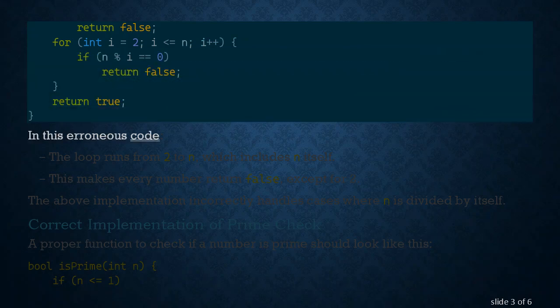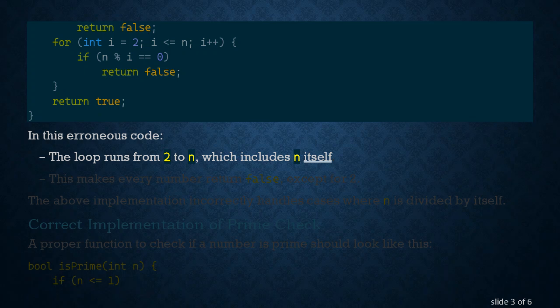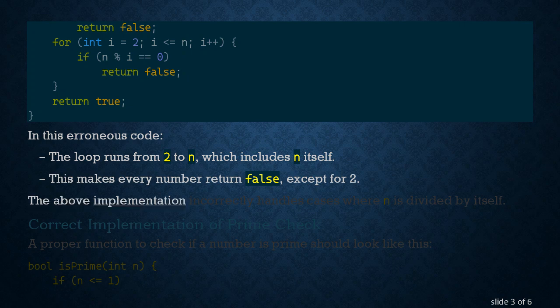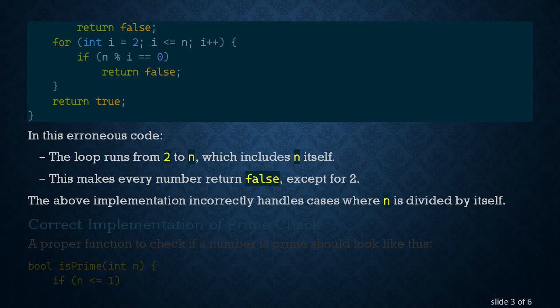In this erroneous code, the loop runs from 2 to n, which includes n itself. This makes every number return false, except for 2. The above implementation incorrectly handles cases where n is divided by itself.